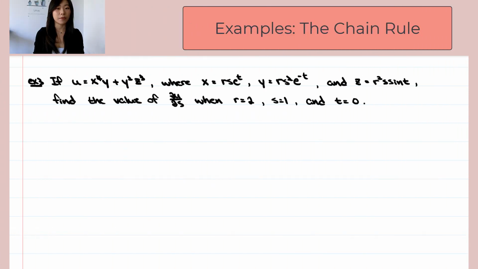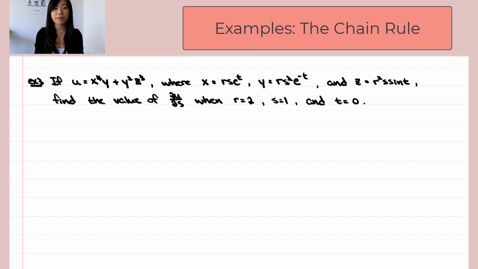And here's the last example. If u is a function of x, y, and z, where x, y, and z are all functions of r, s, and t, we want to find the value of the partial derivative of u with respect to s when r equals 2, s equals 1, and t equals 0. This function sounds more complicated. It is a function of 3 variables, and each of the variables x, y, and z is a function of 3 other variables, r, s, and t. But the principle is the same.